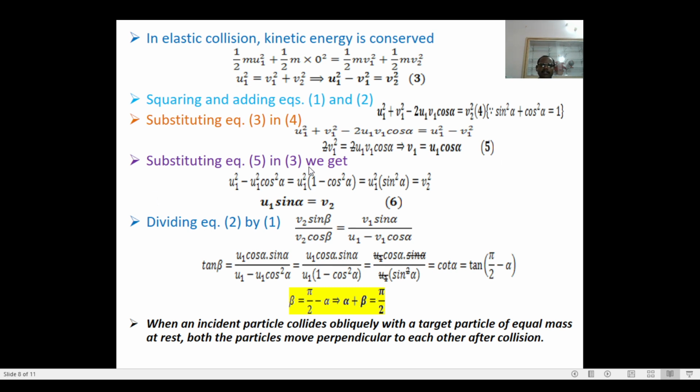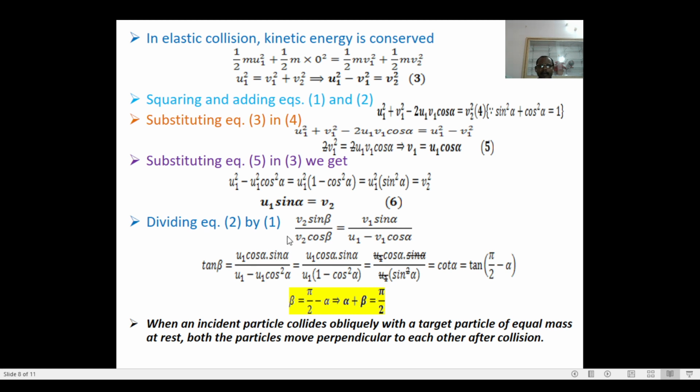Substituting equation 5 in equation 3, we get u1 square minus u1 square cos square alpha, which is equal to u1 square into 1 minus cos square alpha. u1 square is the common factor, and 1 minus cos square alpha is sin square alpha. So u1 square into sin square alpha is equal to v2 square. Taking square root on both sides, we get u1 sin alpha is equal to v2. Call it equation number 6.